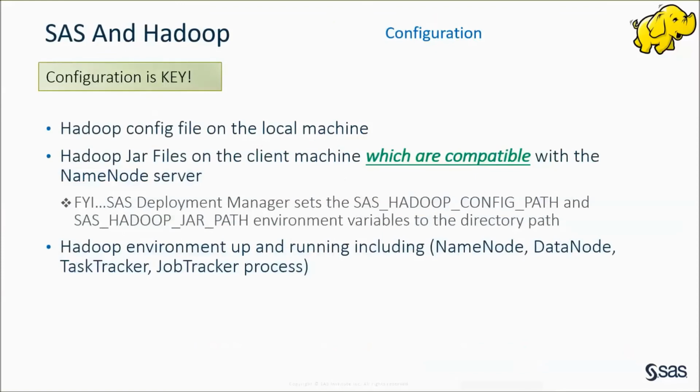Configuration is key. In one of the earlier segments, I talk about how SAS interacts with Hadoop. I talk about configuration files and the jar files. They have to be on the local machine where the client environment is interacting with Hadoop. And they have to be compatible with the name node on the Hadoop cluster server. A collaboration between you and the SAS and Hadoop administrators will be key so that you're aware of the environment and its status so that you aren't reporting errors to the team where it's really just maintenance or the environment is down.